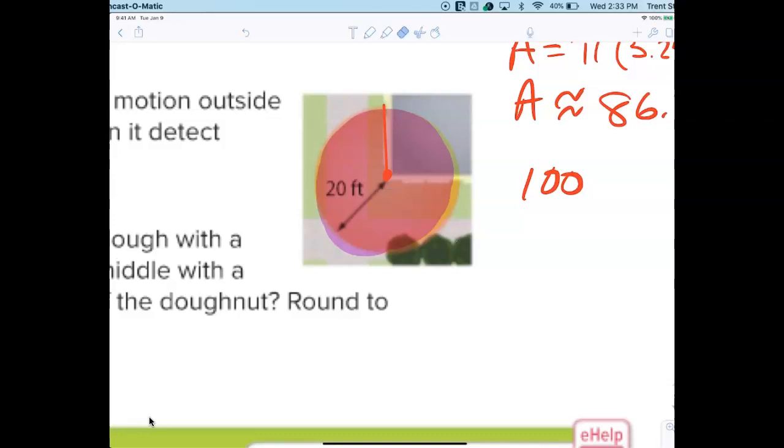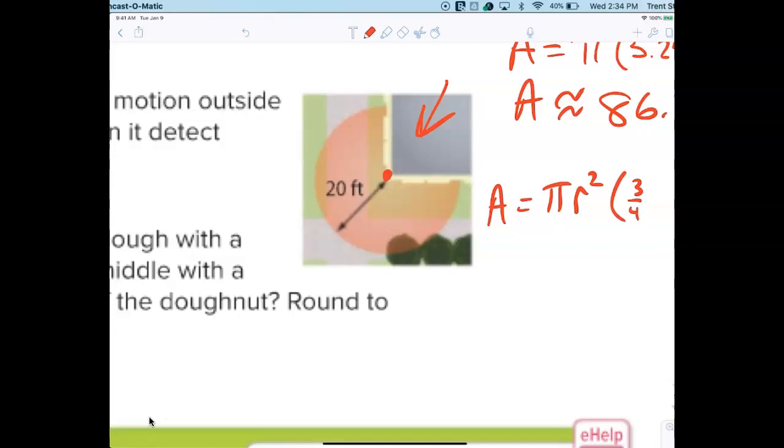You could find the area of the circle, then take 1/4 of it, and then subtract it. Or, this is what I want everybody to understand, so look up, make sure you're hearing me. The area that is in question is area equals pi r squared times what? Fraction. Times 3/4. You are brilliant.